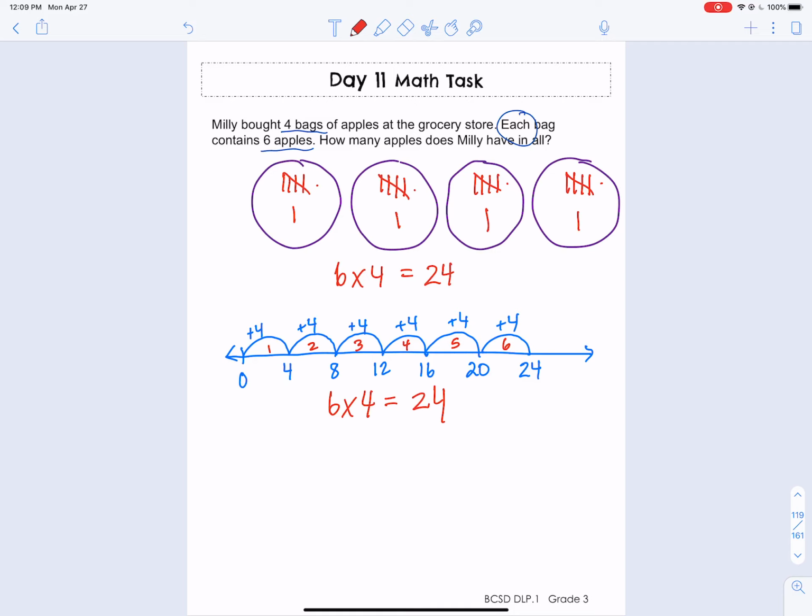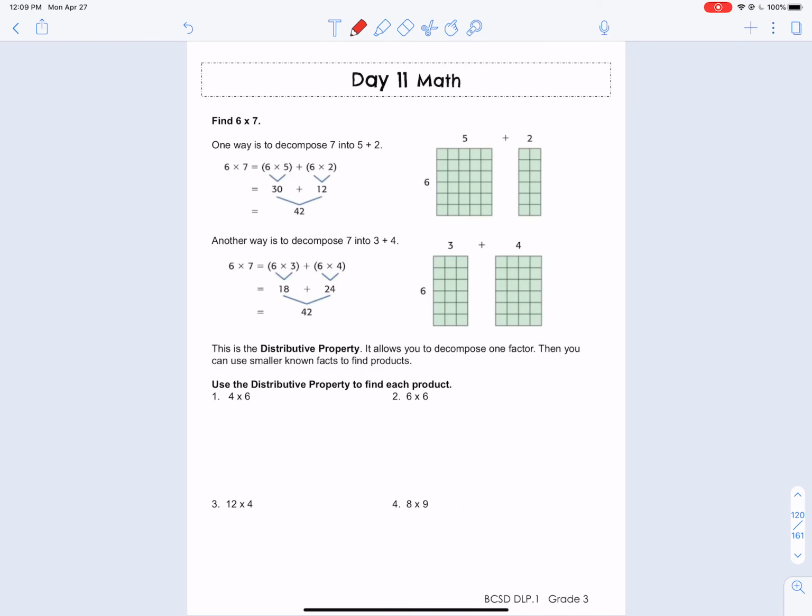Okay, 2 different ways to approach the same problem. Both are great strategies to use. I'm going to do a little bit of the day 11 math page that talks about decomposing. In my previous days' videos, I've used decomposing quite a bit. If you want to learn more about decomposing, I suggest that you go back and take a look at some of my other videos in the previous weeks.